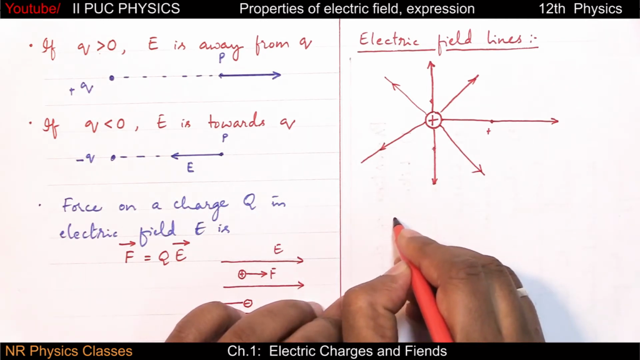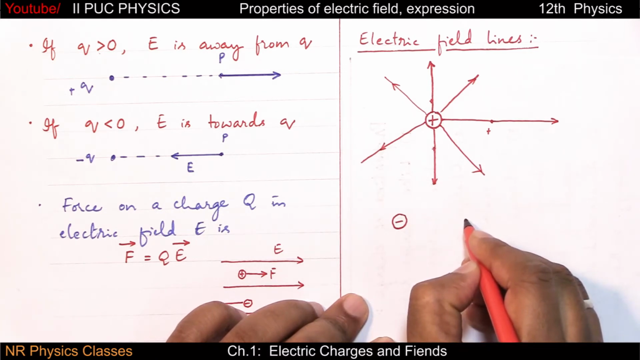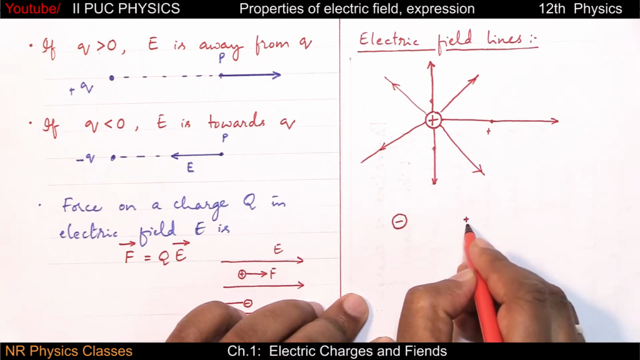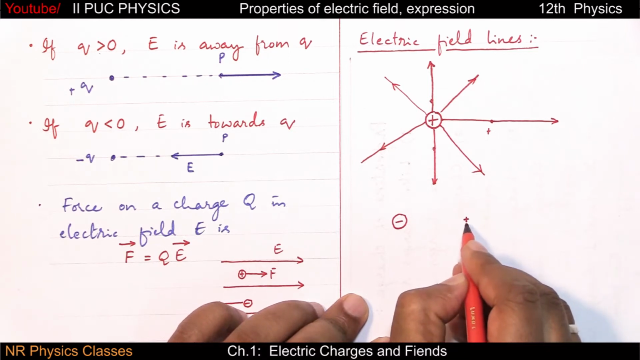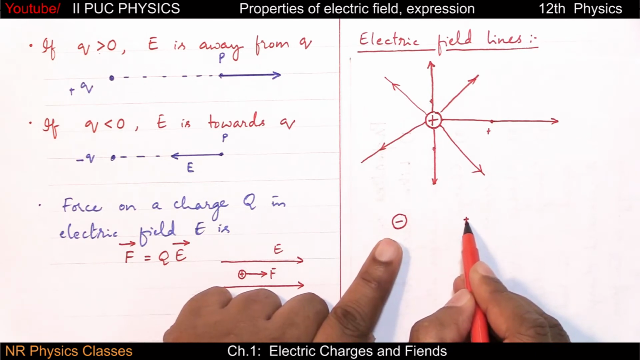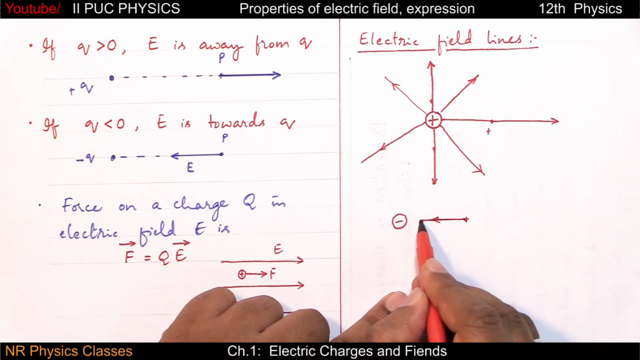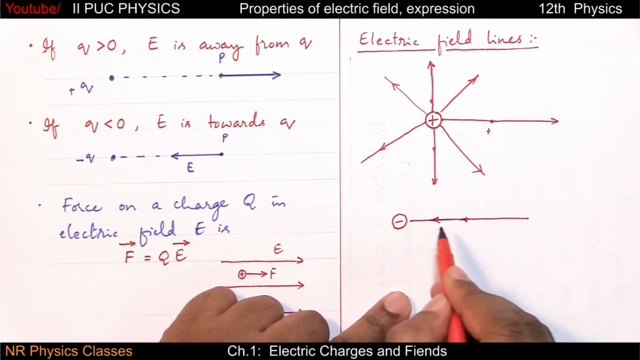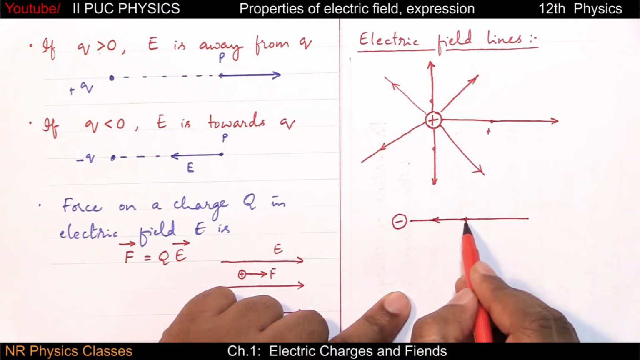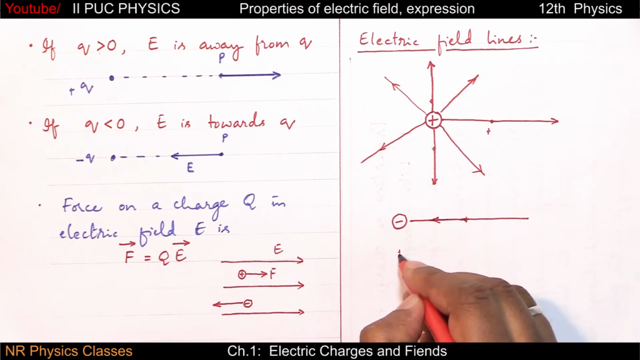Suppose the given charge is negative, but the test charge is always positive because this is the reference. By convention, the test charge is always taken as positive. So this charge attracts this positive test charge. Therefore, it moves in this direction, means in the direction of force, draw a line. This is the electric field due to a negative charge. Now keep the test charge here. Again, it is attracted towards the negative charge.